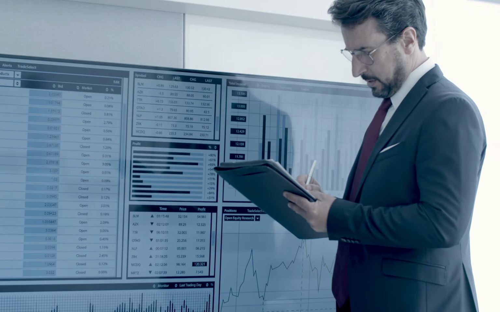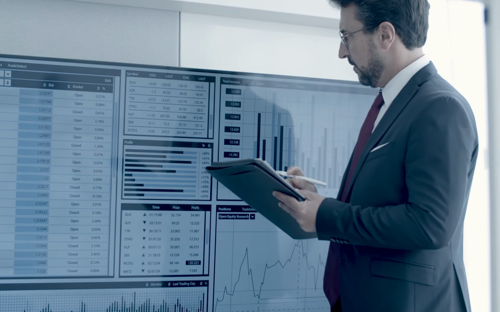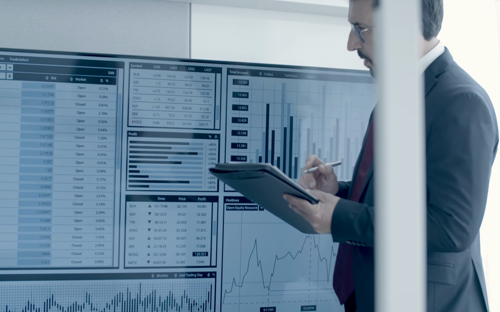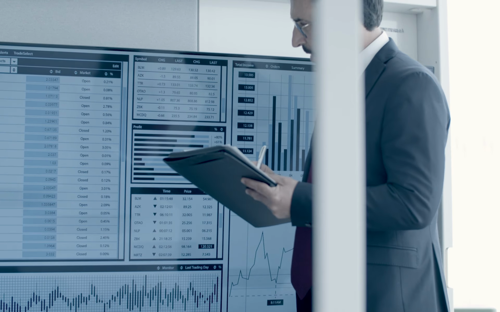This is how institutional traders look at charts. They don't treat patterns in isolation, they need structure aligning across time frames before they commit. Now you have that same view.